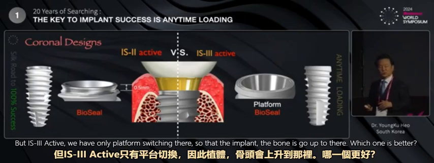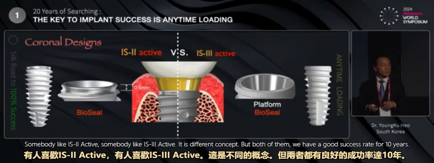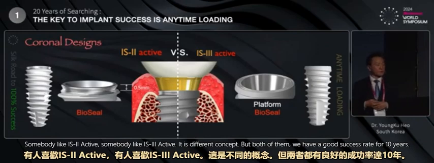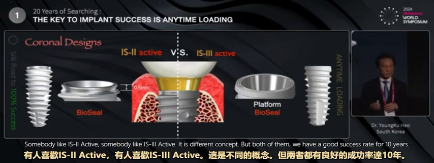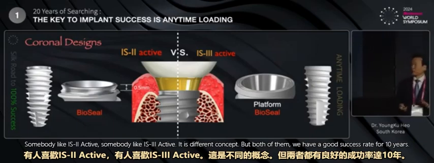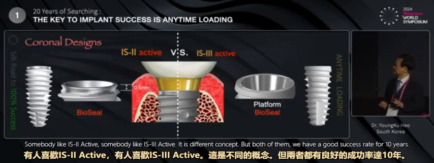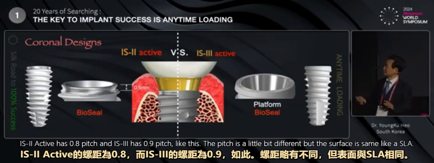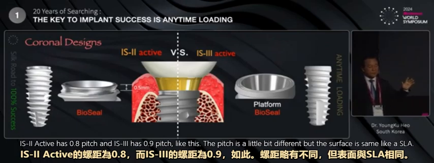But which one is better? Somebody likes the IS2 active, somebody likes IS3 active, different concept. But both of them have a good success rate for 10 years. IS2 active has a 0.8 pitch, and IS3 is 0.9 pitch like this. The pitch is a little bit different, but the surface is the same, like SLA.